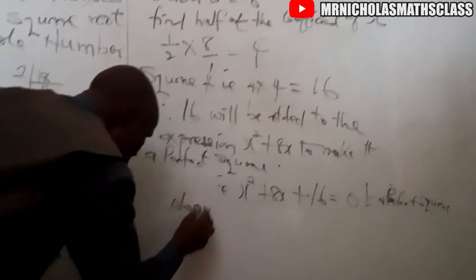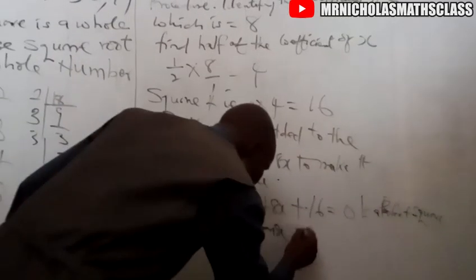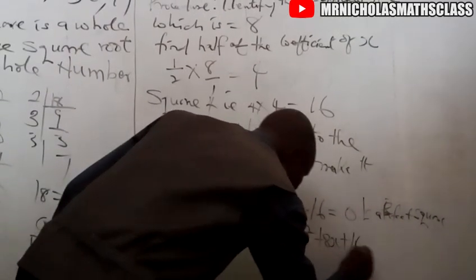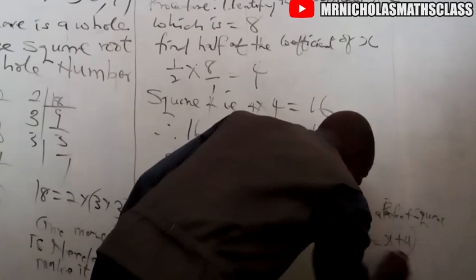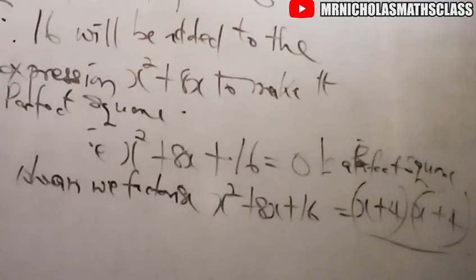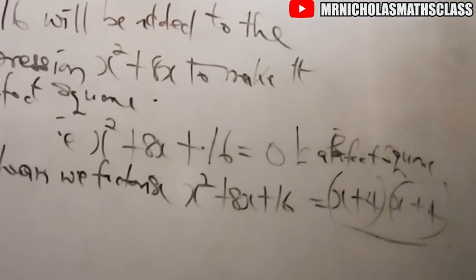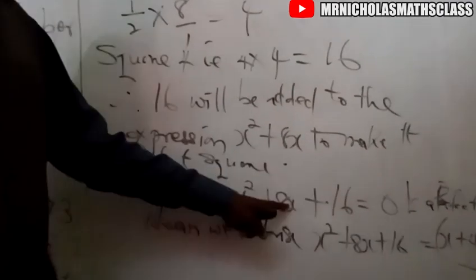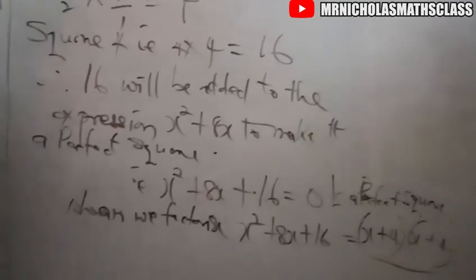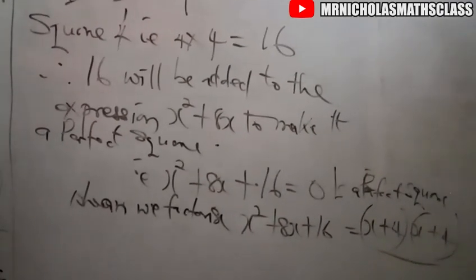And when we factorize this, s squared plus 8s plus 16 will give us (s plus 4) squared. This is a perfect square. So 16 is added to it to make it a perfect square.